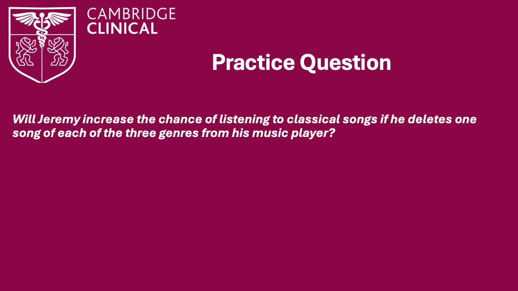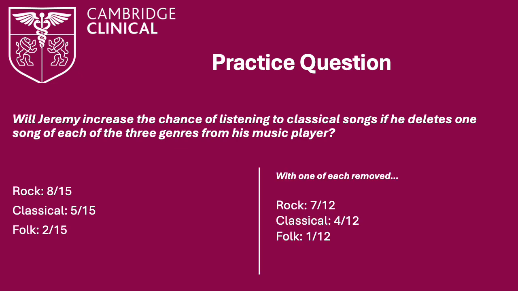Well, as we discussed, to calculate the probability of any one thing happening, we need to think of the total number of ways in which it could happen and the total number of possible outcomes. So for this, the total number of songs is 15. So given there are 8 rock songs and 15 total songs, the probability of choosing a rock song is 8 out of 15. Similarly, there are 5 classical songs, so the probability is 5 out of 15. And there are 2 folk songs, so the probability of choosing a folk song is 2 out of 15.